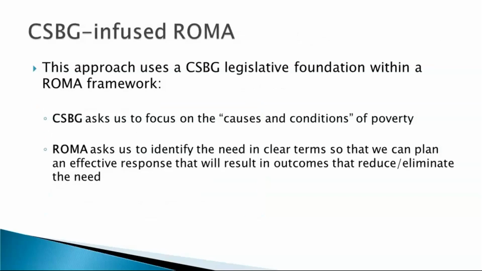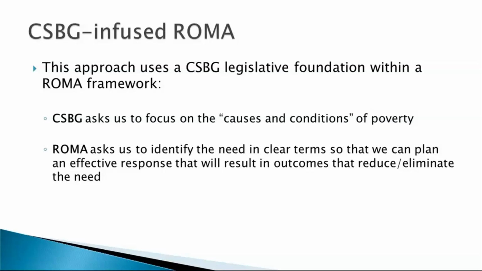So next slide. So we decided to think about how we could make our community assessment consistent with the CSBG Foundation, as well as the ROMA framework. So CSBG, the legislation is very explicit about the causes and conditions of poverty. And so the community assessment needs to describe, what are the conditions of poverty? Who's in poverty? How many people are in poverty? What do they look like? What are their experiences like? But then also the causes. So why do those conditions exist?